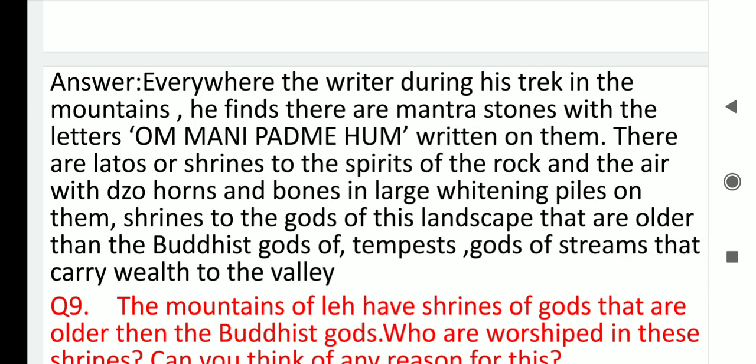Everywhere during his trek in the mountains, he finds mantra stones with the letters Om Mani Padme Hum written on them. There are lato or shrines to the spirits of the rock, and the air, with horns and bones in large whitening piles on them, shrines to the gods of this landscape that are older than the Buddhist gods of tempests, gods of streams that carry wealth to the valley.